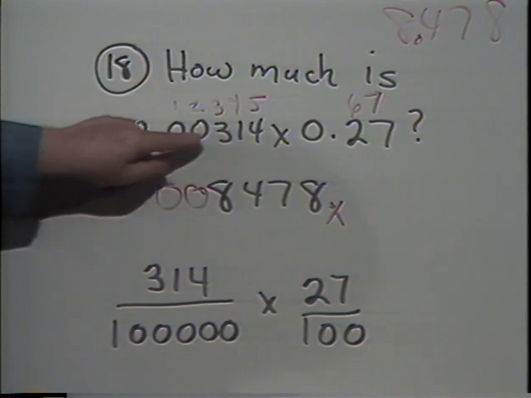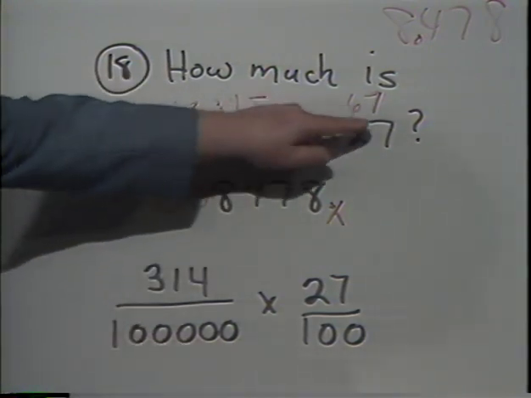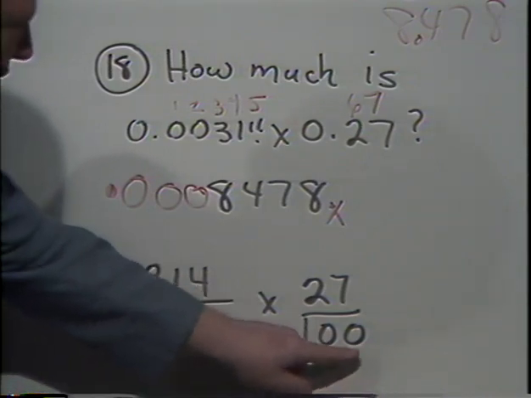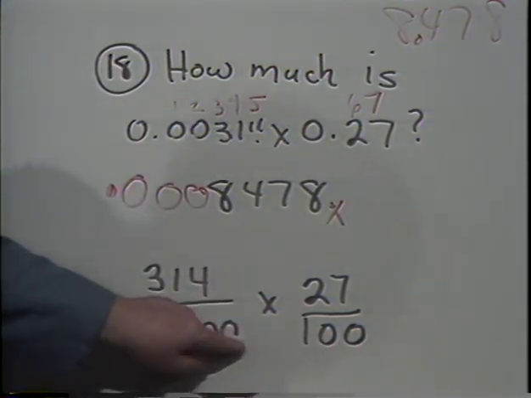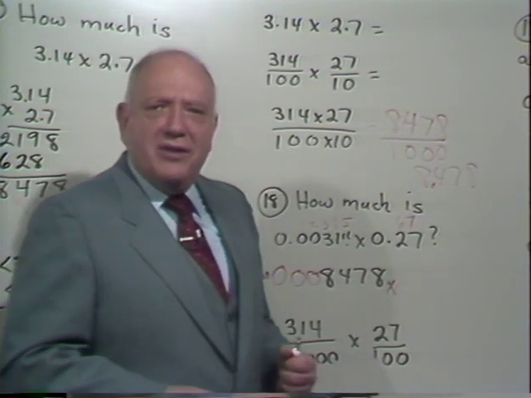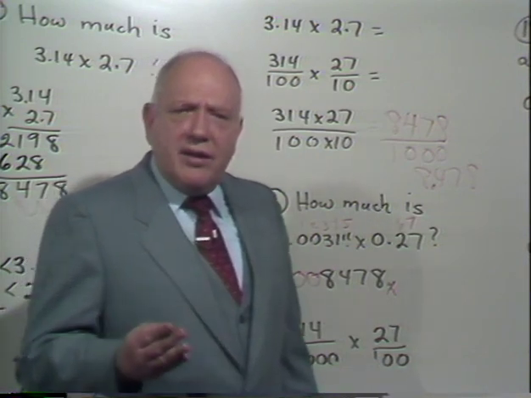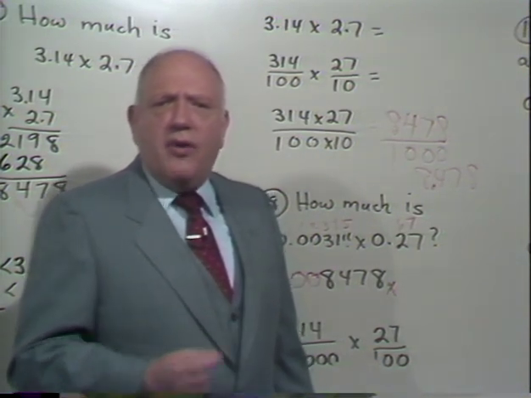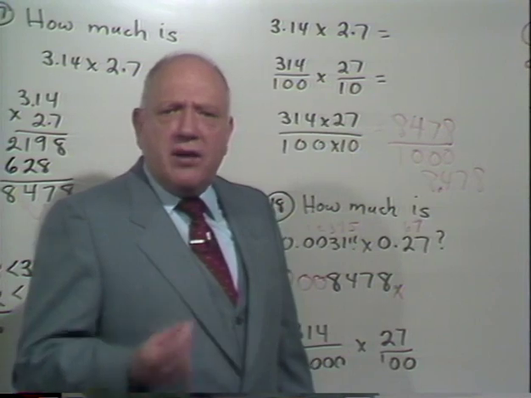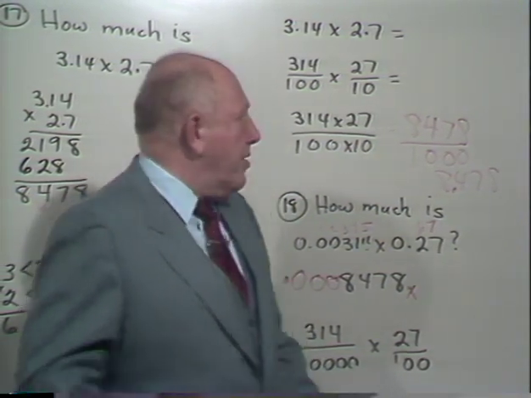314 over a 1 followed by 1, 2, 3, 4, 5 zeros. This number is 27 over a 1 followed by 2 zeros, 1, 2, 3, 4, 5, 6, 7. I'm going to divide by 10 7 times, and that means move the decimal point 7 places to the left. And now, as far as percents are concerned, they work the same way whether you're using common fractions, mixed numbers, or decimals. Let me just conclude today's lesson with a little bit of percents.